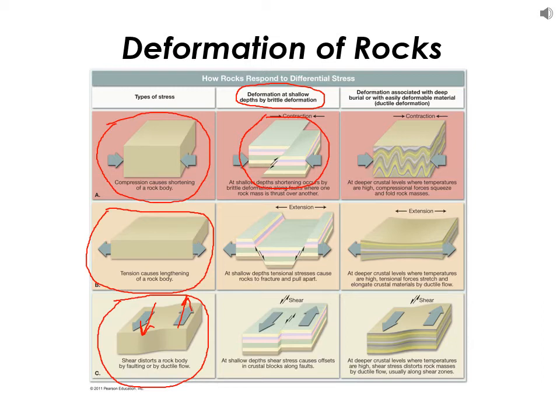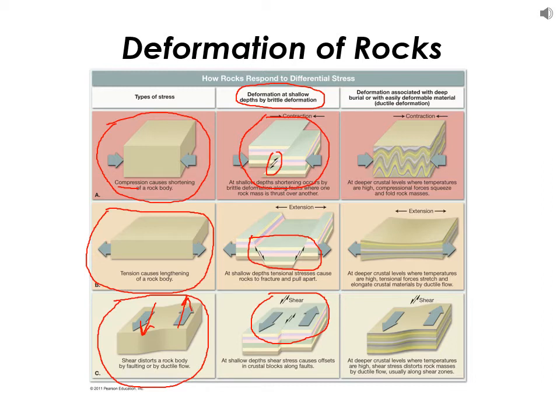If we have compressional stress, we get what's called a reverse fault. And if we have tensional stress, we pull these rocks apart. They also fracture and fault, and we get what's called normal faults. I'll go into those a little bit in another slide. And again, with shear stress, we get these sorts of faults at the surface called transform faults.